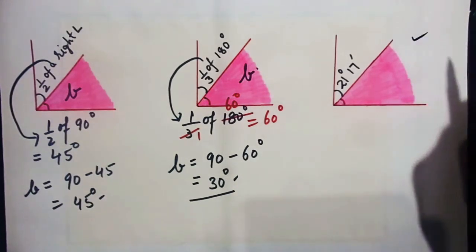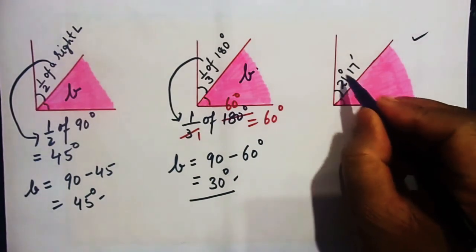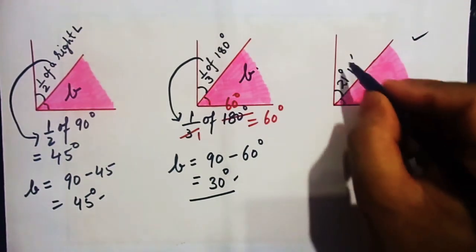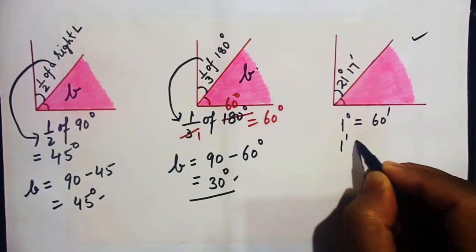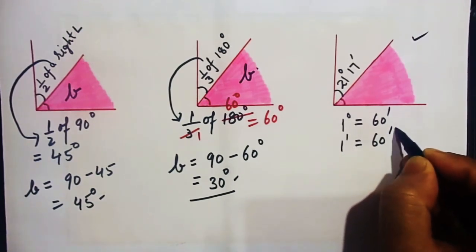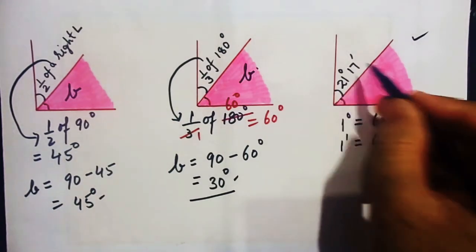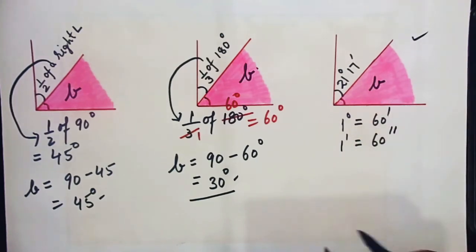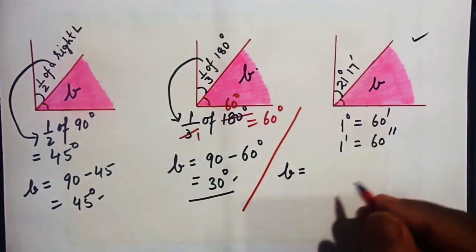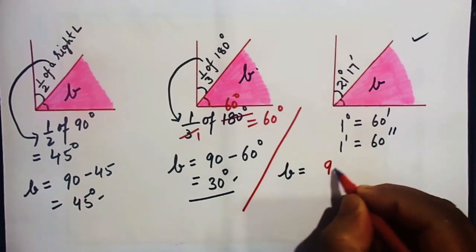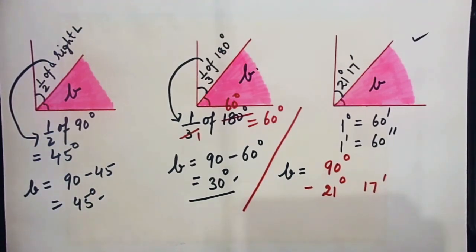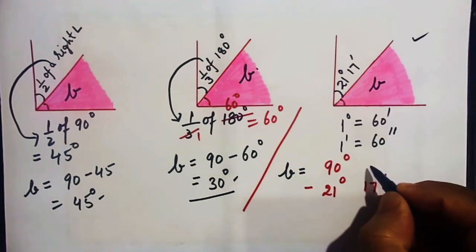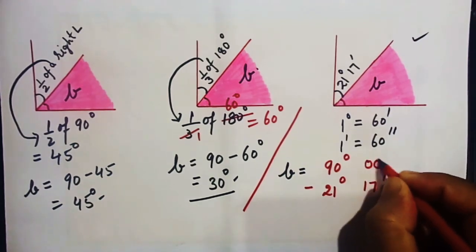Now here, this is a little typical form. They have given you the value of the angle in degree and minute. So you should remember 1 degree is equal to 60 minute, and 1 minute is equal to 60 seconds. So, 21 degree 17 minute is given. So, this is my B. Now, how to find the value of B? There is nothing different. We are going to use the same format. B is equal to 90 degree minus 21 degree and 17 minute. Here you do not have any minute. Therefore, let me keep this as 00 minute.